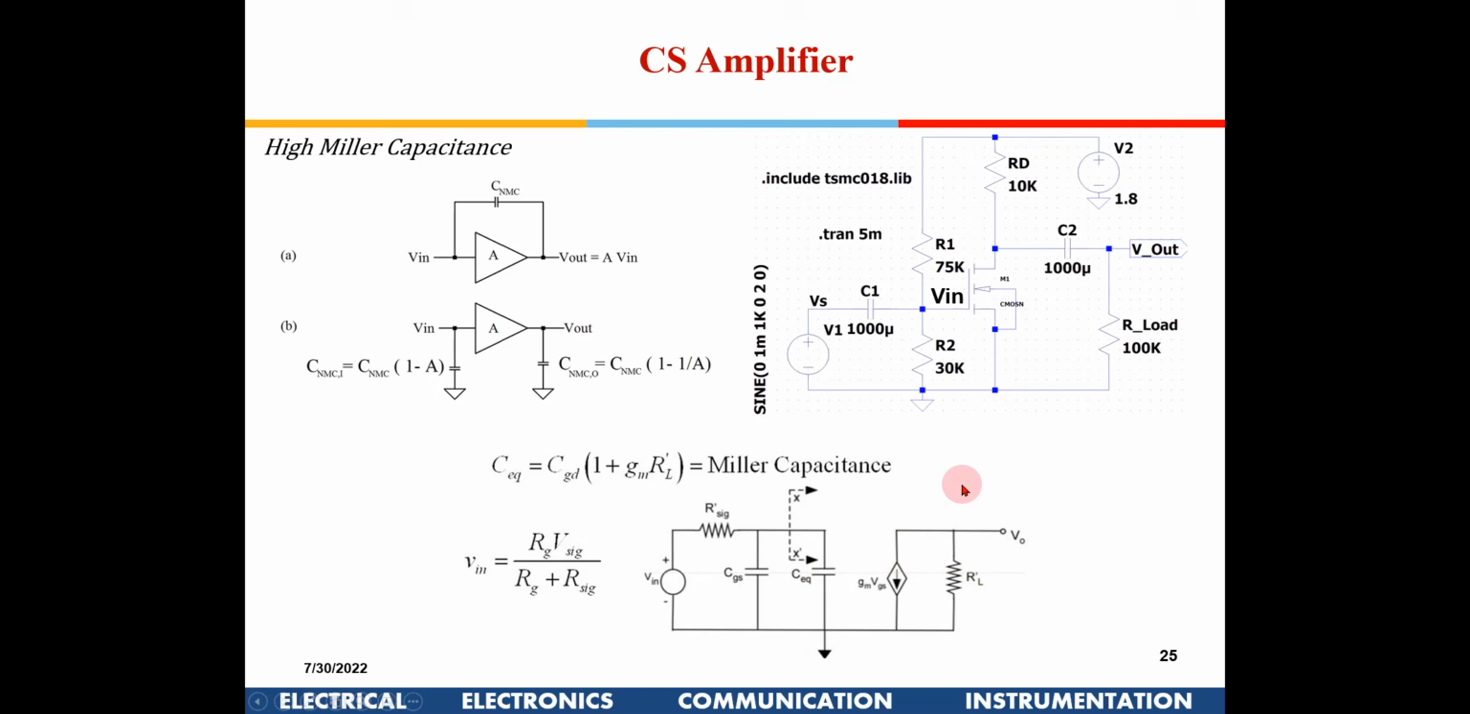What is the range of frequency we can use this CS amplifier? It depends on the kind of MOSFETs you are using, the technology, W by L. A few megahertz will not be a problem. Gigahertz, it could hurt you. We can do that simulation and find out.